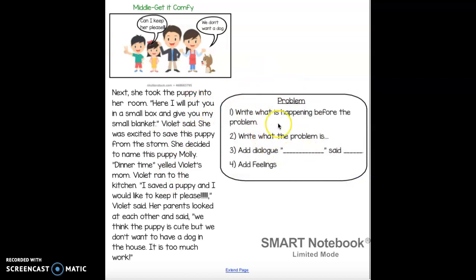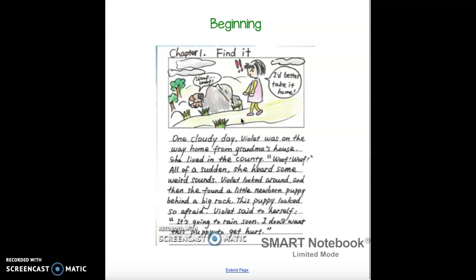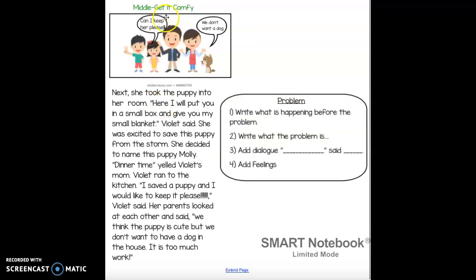So in the middle of the story, you have to have a problem. Okay, so write what is happening before the problem. You write what the problem is. You need to add dialogue and also feelings. So let's look at my story. This is now my middle. I'm continuing this story, and now this is my middle of the story.